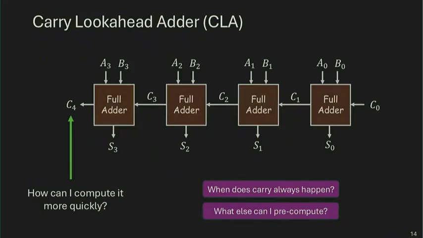So the issue with this 4-bit ripple carry adder is that carry out depends on the initial carry in. And it has to flow through these 4 stages, each stage containing 2 levels of logic, to produce the final carry out. The question is, how can I compute it quicker? Right? Are there any conditions where I know the carry should be 1 right away? Yeah. Any ideas how we can compute it quicker?